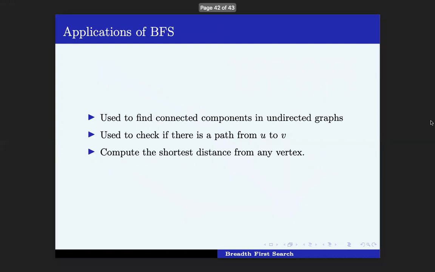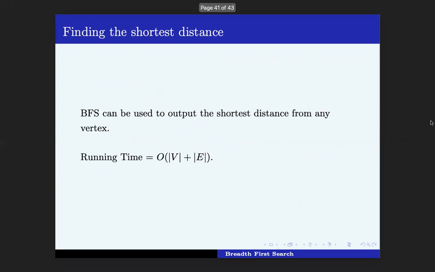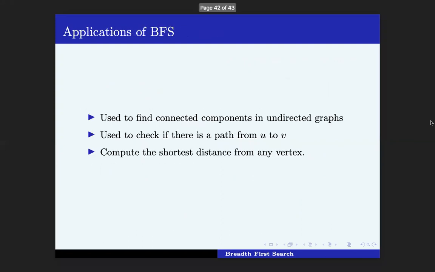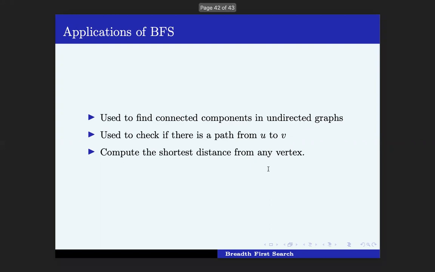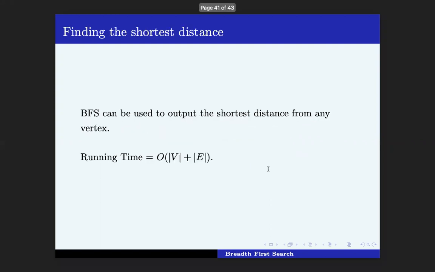And of course, just like in DFS and BFS, in both of them you can check connectivity. You can find out the connected components. You can check whether there is a path from U to V, and particularly for BFS, you can also get the shortest distance from U. And that's it. That is all that there is for BFS.